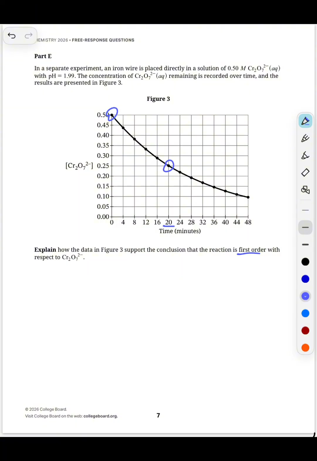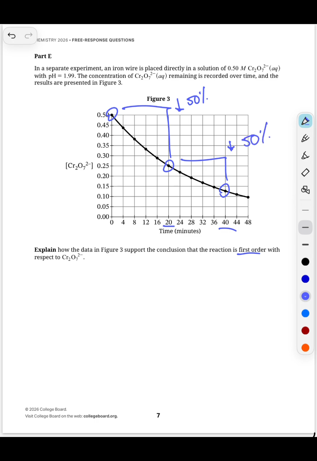We do the same thing. Half of 0.25 is 0.125, so we look here. Magically, we have a data point that corresponds to that amount, and that is at 40 minutes. So it looks like our time interval is consistent, where at every 20-minute interval, 50% of the concentration decreases. We would use that as our justification, where from time 0 to time 20, and from time 20 to time 40, we have a decrease by 50%.